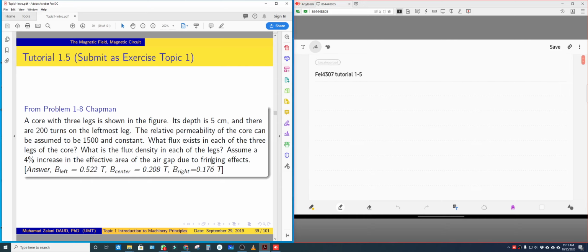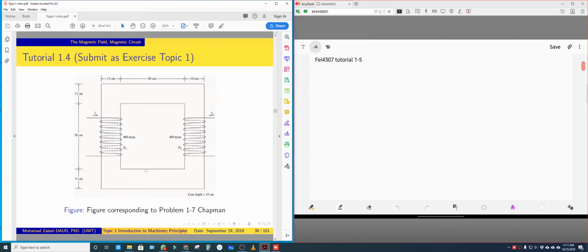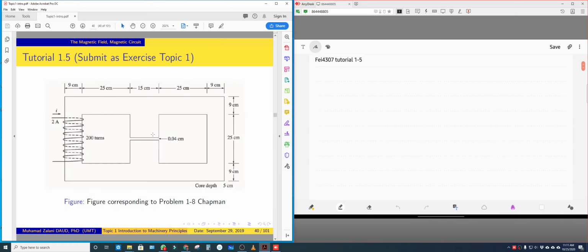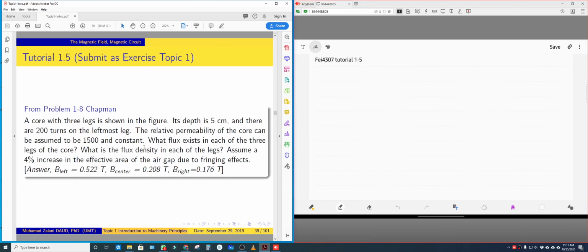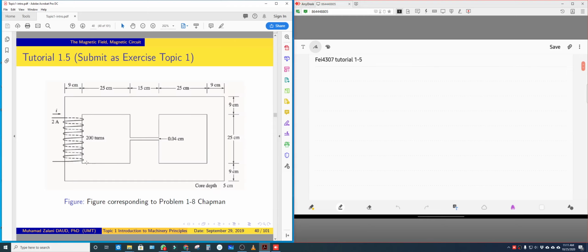Okay, and we also have to assume the effects of fringing because we have the air gap here, about 0.04 cm, for the middle leg. So it will cause the reluctance to increase about 4%, yeah, in that case.